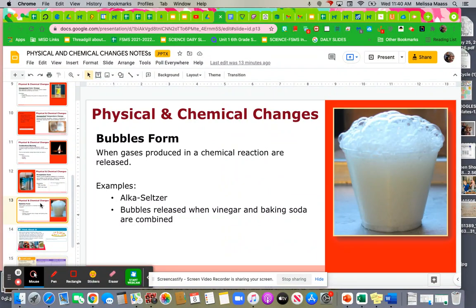Another piece of evidence of a chemical change is when you have bubbles forming. If you've ever seen those commercials or even done it where you put an Alka-Seltzer in liquid and it's going to make tons of bubbles. Okay. So that's when gases are produced. Bubbles are released when vinegar and baking soda are combined. Vinegar and baking soda, when they're combined together, can make bubbles. Alrighty. So bubbles will form.